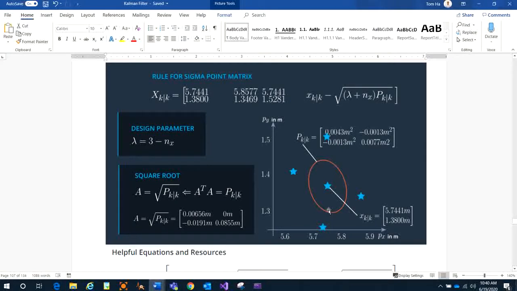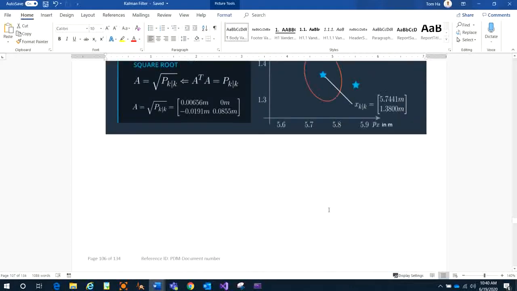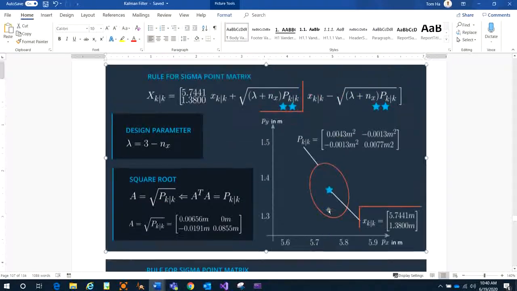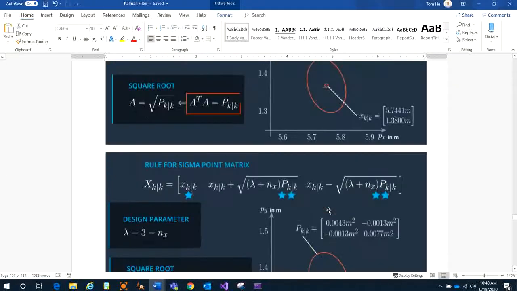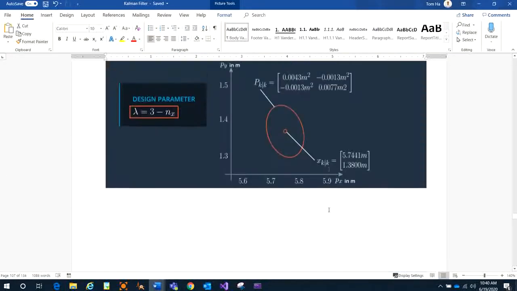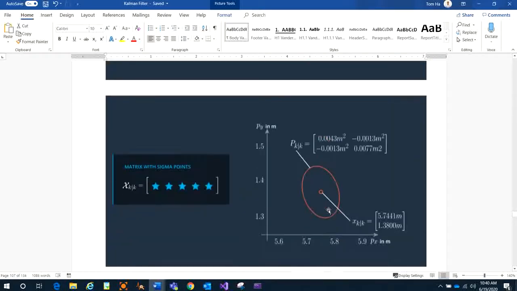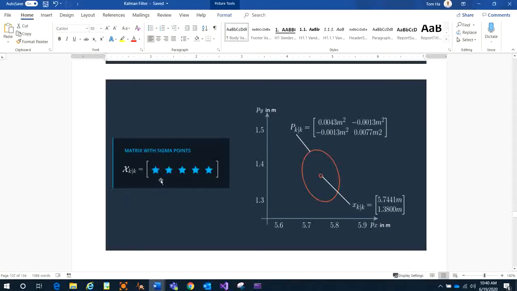That's the way we generate the sigma points. Remember the matrix of sigma points right here. You have to know the dimensions of the matrix, because in C++ you have to declare the matrix, and you have to know how many rows and how many columns. I think you already get it, right?